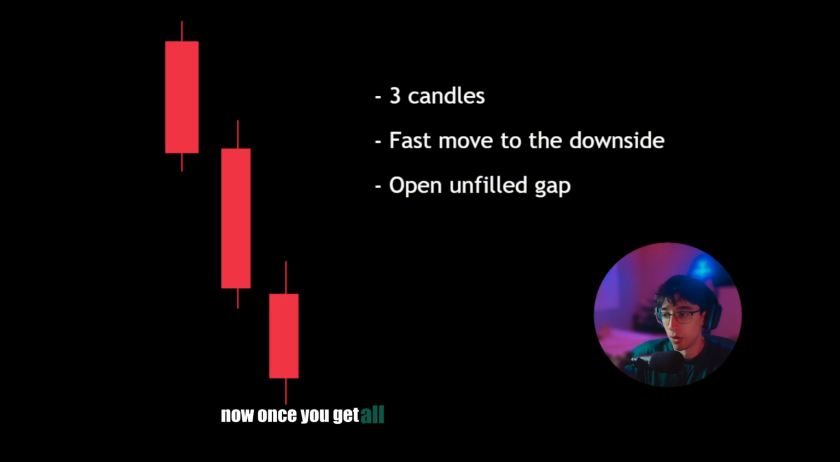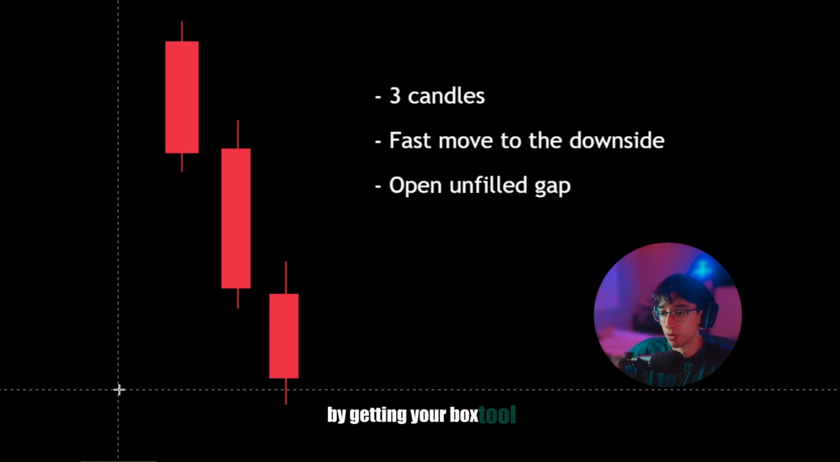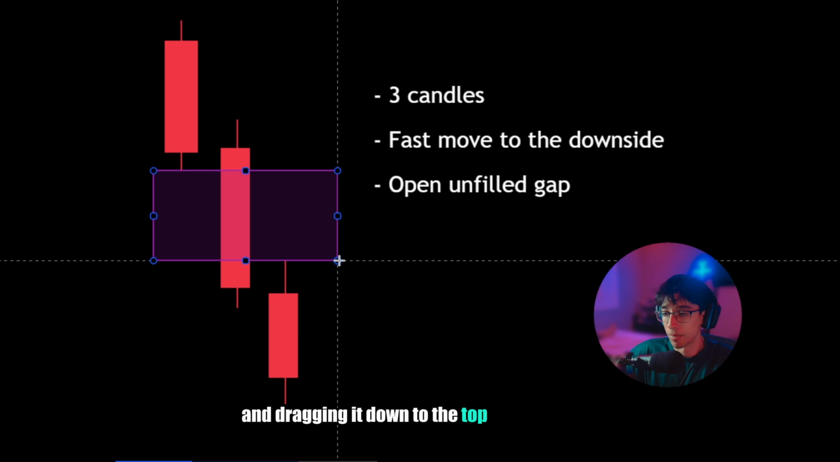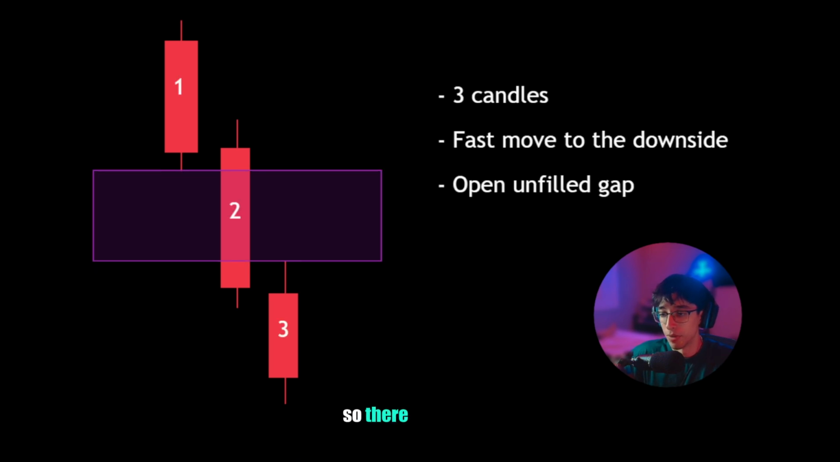Now, once you get all 3 of these things lined up, you can create your fair value gap by getting your box tool, going from the bottom of the wick of the first candle and dragging it down to the top of the wick of the third candle. So there you have it. That is how you identify a fair value gap, or in this case, an inverse fair value gap.